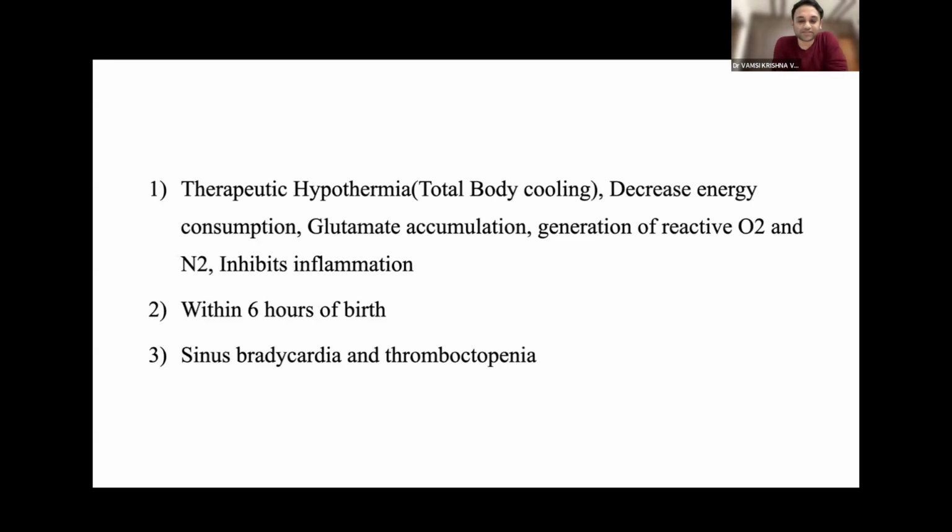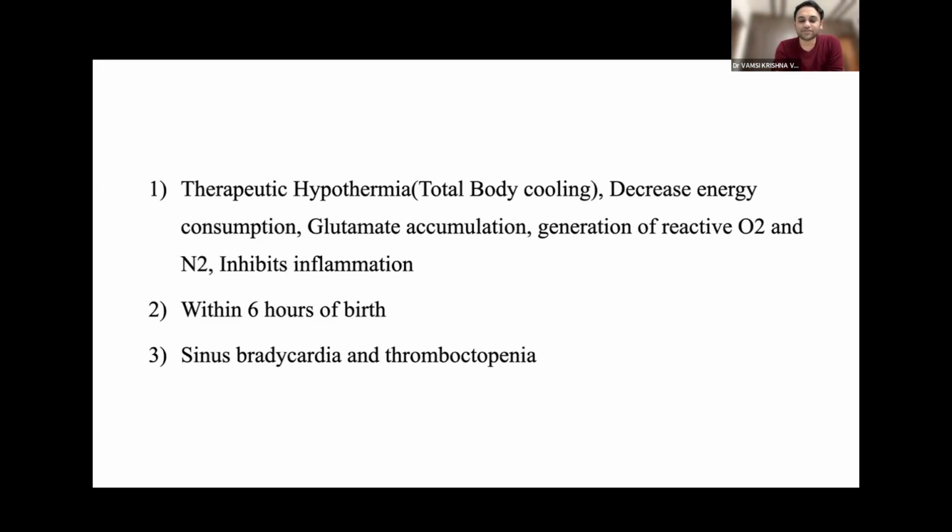But the problem, as shown in multiple trials, is that we don't know when the asphyxia has happened, whether it happened intrapartum, just before delivery, or at the time of delivery. So this 6 hours is kept as arbitrary. The debate is whether this has happened before the birth, during the birth, or after the birth. But traditionally, we cool the babies within the first 6 hours of life.